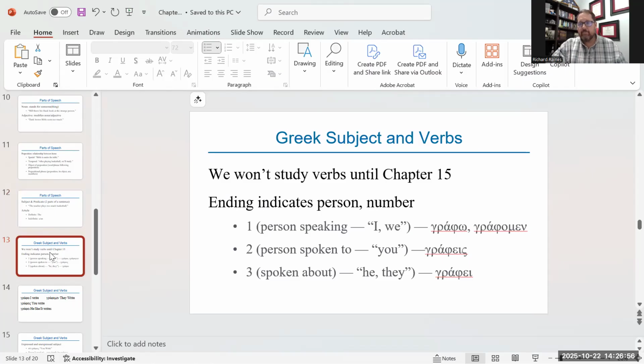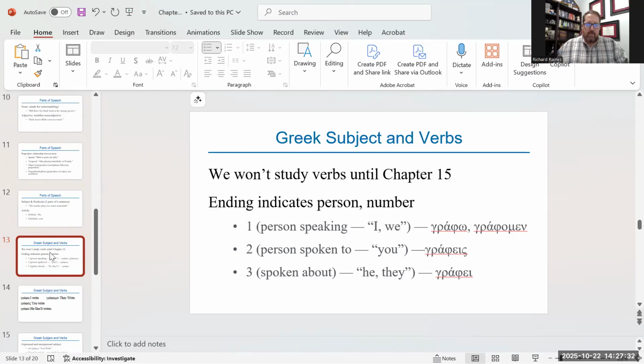This is just FYI. You don't even need to know this until the 15th chapter of this book. We're not really going to study verbs till chapter 15, which is weird for me because when I took Greek, verbs were the first thing we learned. We learned present, active, indicative. And you'll learn it too. But just know that when you have a verb, the ending of the verb is going to indicate how you translate the verb based on person and number.